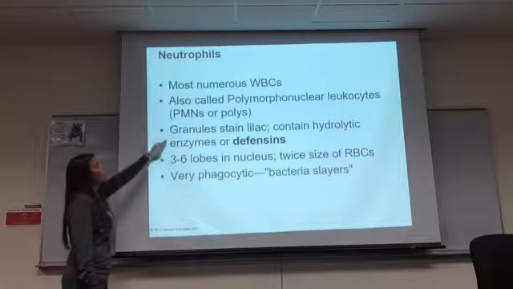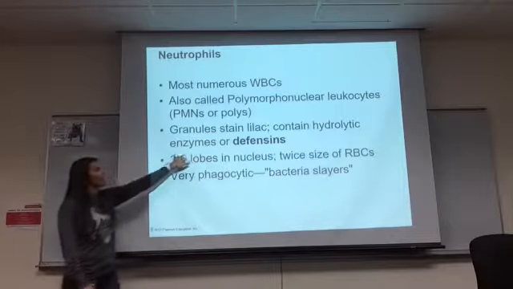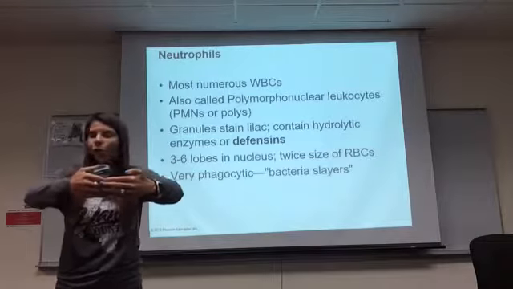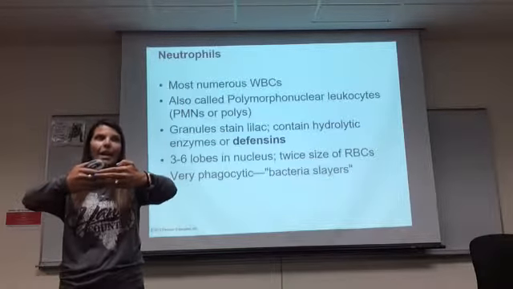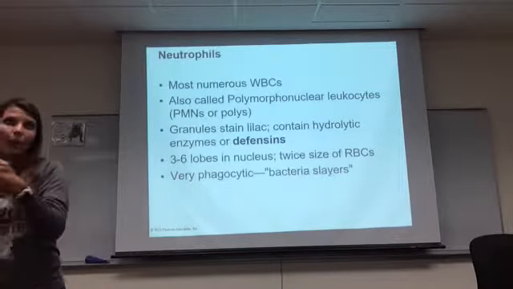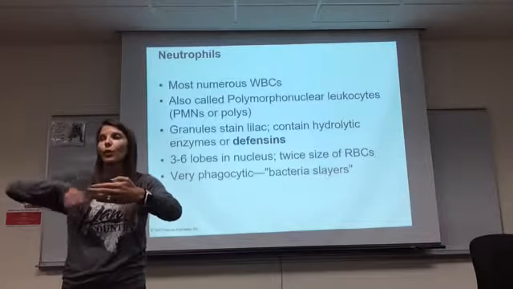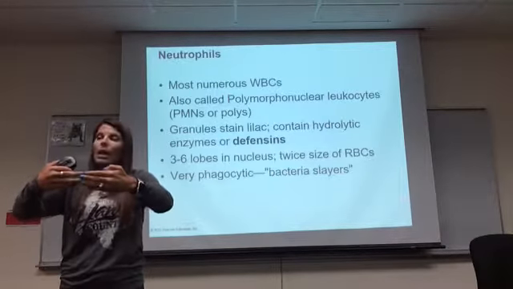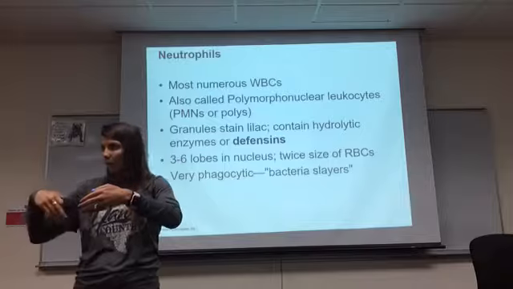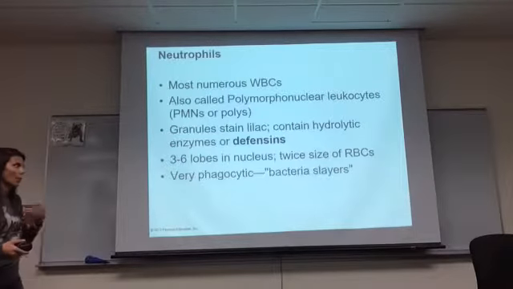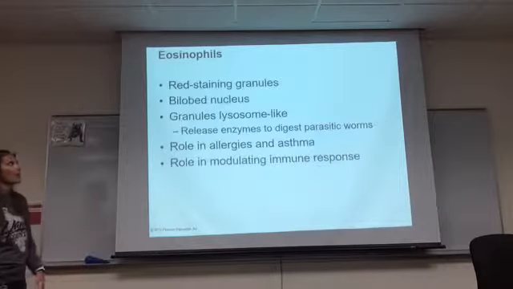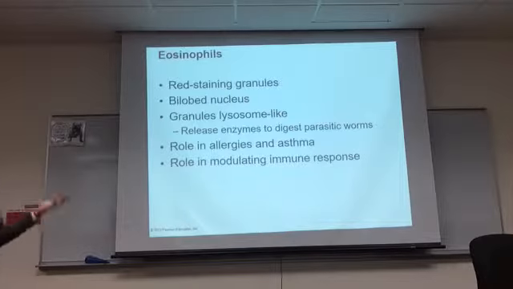Okay? It also mentions that these neutrophils contain hydrolytic enzymes. Hydrolytic enzymes means that when that neutrophil engulfs or phagocytizes something, it immediately destroys it, because it's filled with hydrolytic enzymes. It doesn't ask if this is good or bad. That's why we call it a slayer, because it doesn't ask questions. It just engulfs it and destroys it. There will be some that will be antigen-presenting cells that we'll mention later. It mentions also here that the nuclei have 3 to 6 lobes and are twice the size of red blood cells, and we're going to look at a picture here in a few slides.